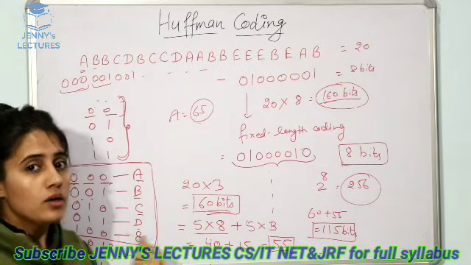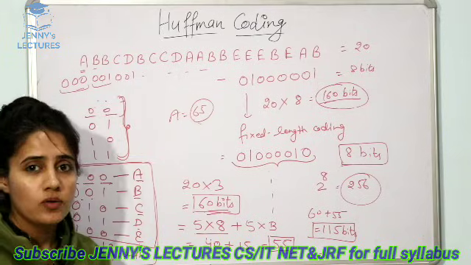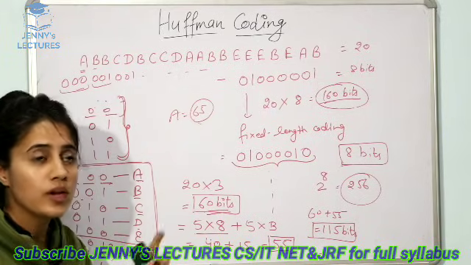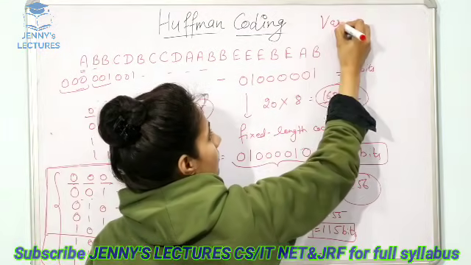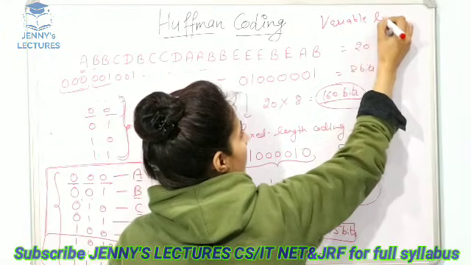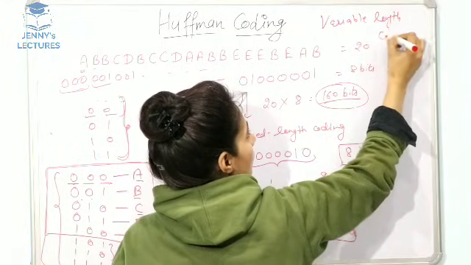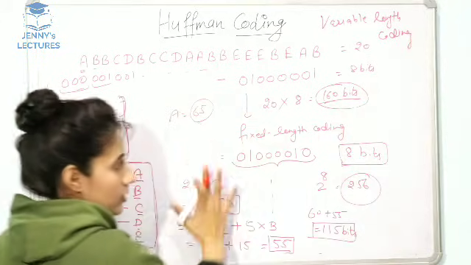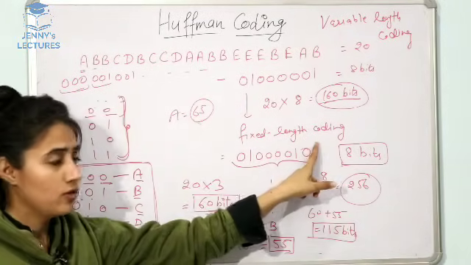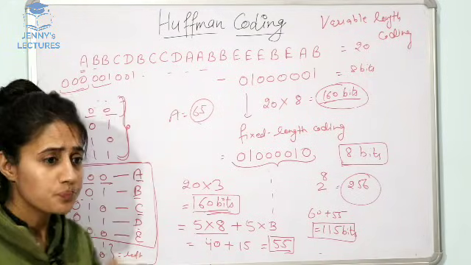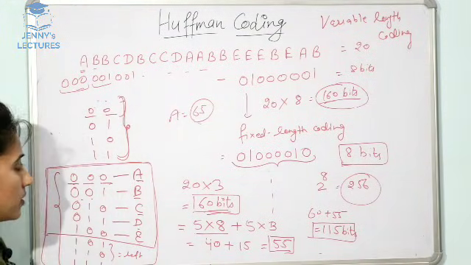Now what is there in Huffman coding? We will discuss Huffman coding now. This is variable length coding. What we have discussed was fixed length coding. Now what is variable length coding? Huffman coding में क्या होगा?